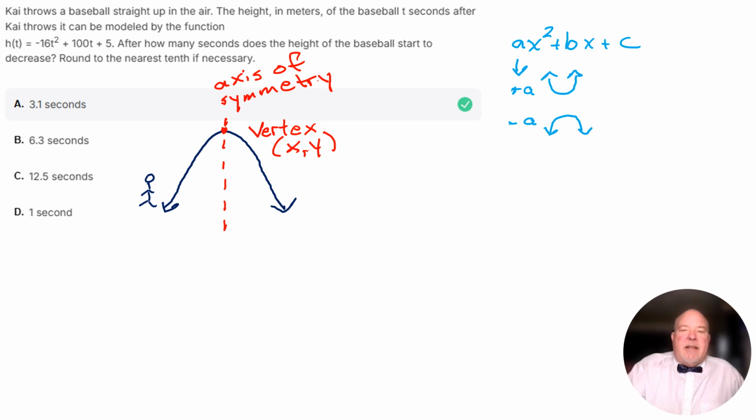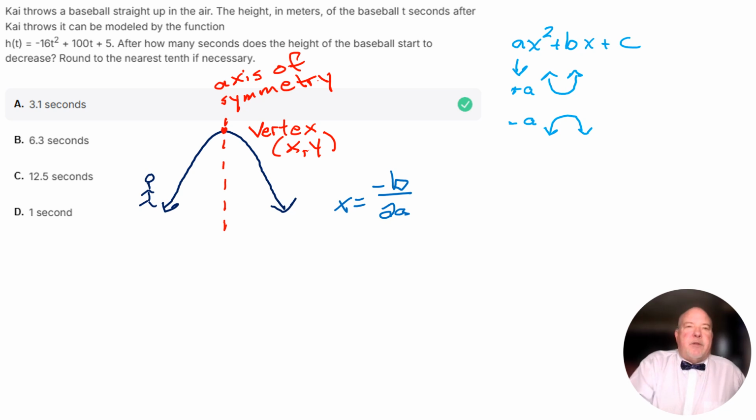So to find that x value, there's a formula for finding the axis of symmetry, and the formula is x equals negative b over 2 times a. And that's something that you're going to want to memorize. You're going to want to know the formula for the axis of symmetry. It's also the way that you find the x coordinate of the vertex, because the x coordinate of the vertex is the same as the axis of symmetry. So we just need our b value and our a value.